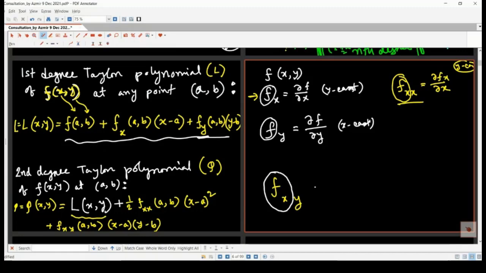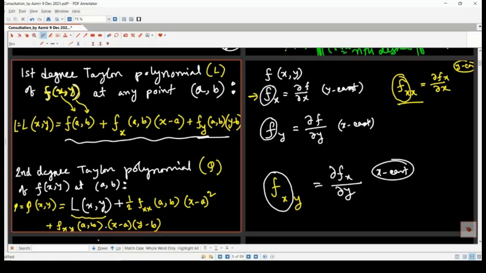We have to differentiate f sub x with respect to y. Partial derivative is going on. We are differentiating in terms of y, then x is constant, remember. So this is the term. This a comma b is not in multiplication form. If we think about f of a comma b, similar thing is going on here. That means we have to find f sub xy of a comma b.